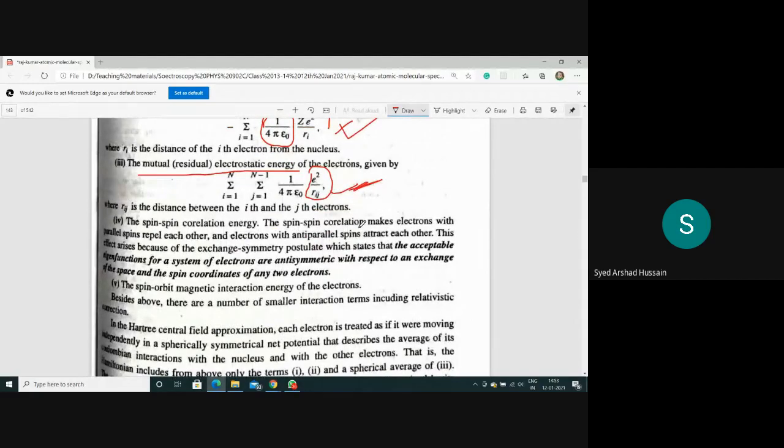Then you will have another term. This is called spin correlation energy. This is because we know that parallel spins repel each other and antiparallel spins attract each other. This is because spin is related with magnetic moments. So if the direction is opposite, there will be attraction, otherwise repulsion. So this will also affect the energy or motion. So you have to include this effect also in your Hamiltonian.